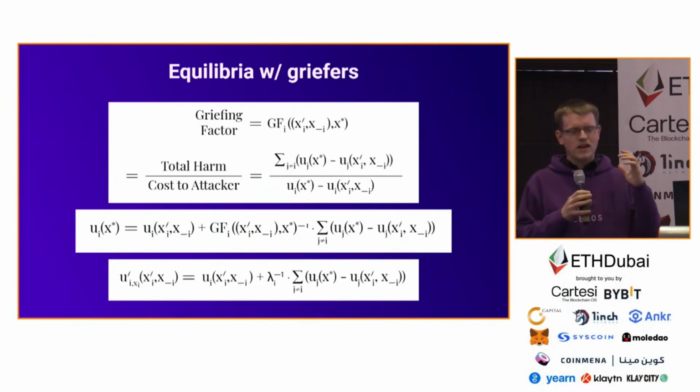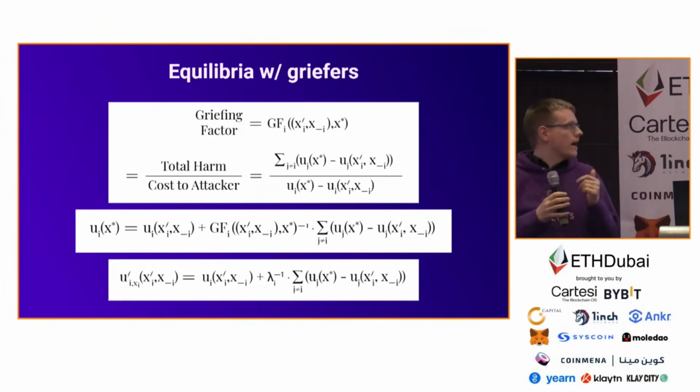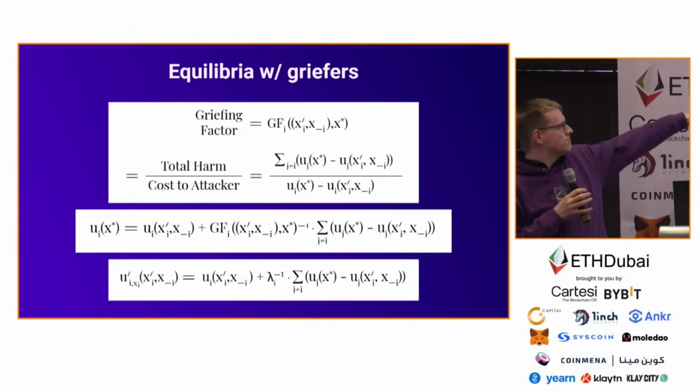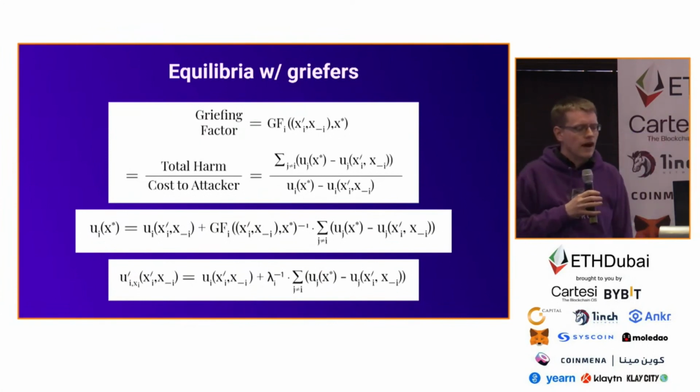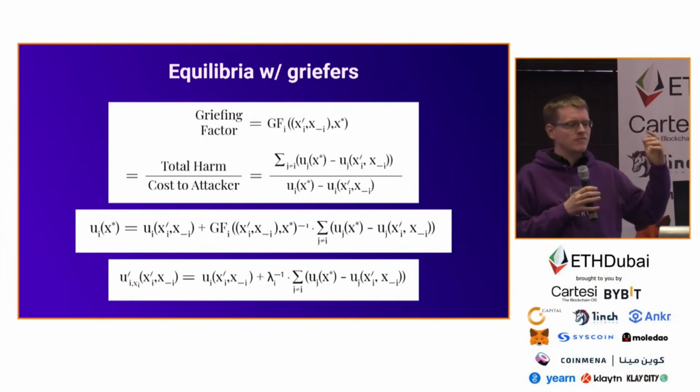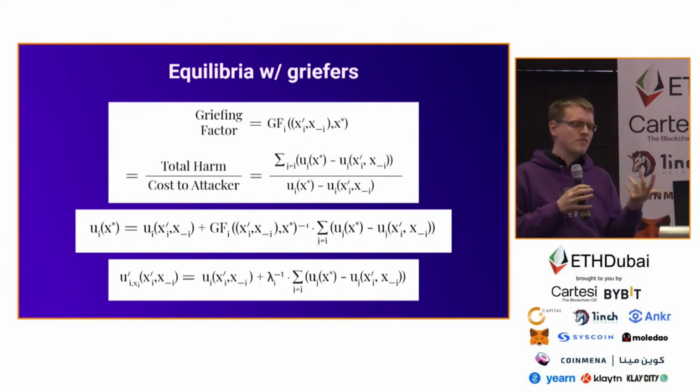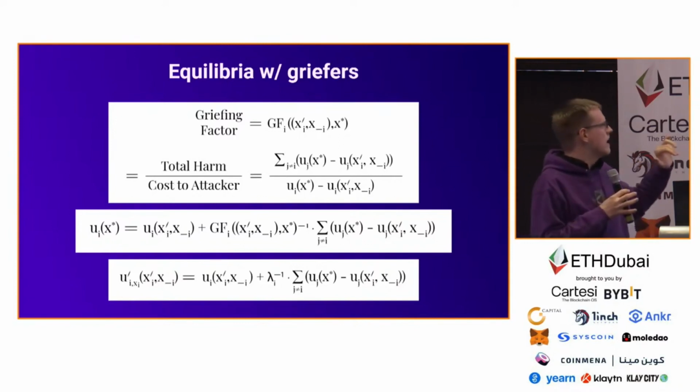This looks at how equilibria change when you have griefing players. And the idea is, okay, take the formula that I defined for what a griefing factor was and expand it out a little bit. On the top, I have the sum of the harms that I do to the other players, the sum of the difference of their utilities based on my grief. On the denominator, I have the difference in my own utility. And then I'm going to rearrange that. And in the second line, I've rearranged the formula.